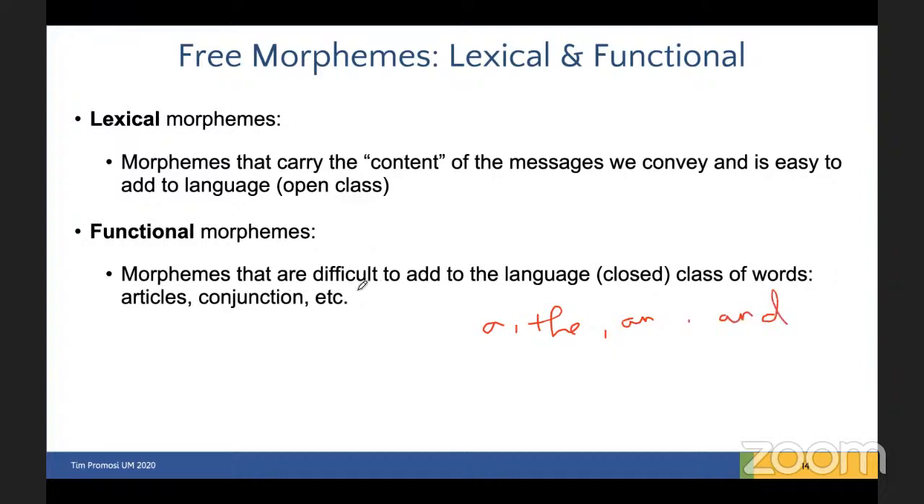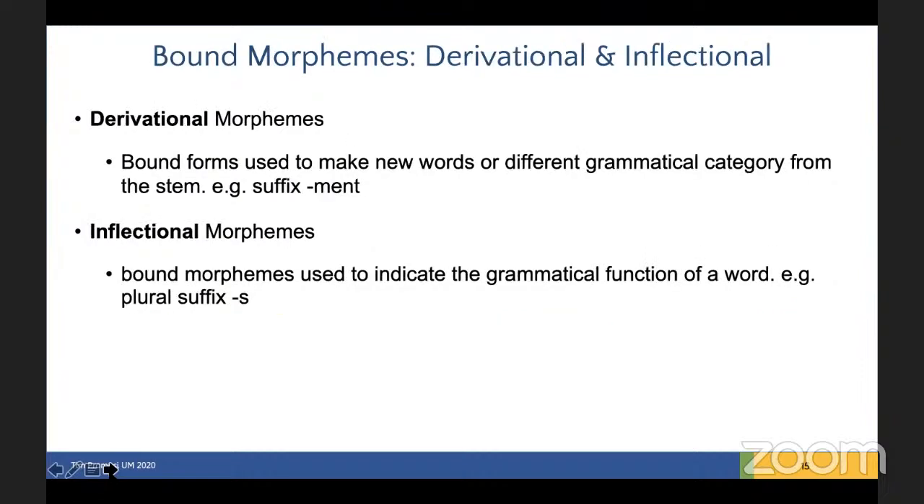Okay, so morphemes are difficult to add to the language, closed class of words. So functional morpheme itu articles, conjunction, and so on. Okay, now we go to bound morphemes. Ya, dalam bound morphemes, ya morfem-morfem yang terikat itu ada dua jenis, derivational and inflectional. Derivational itu bound forms used to make new words or different grammatical category from the stem. For example, suffix ment.